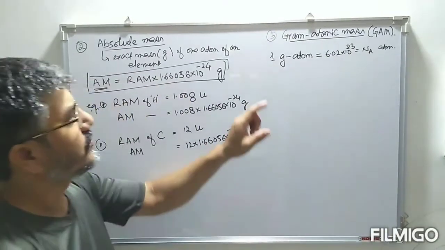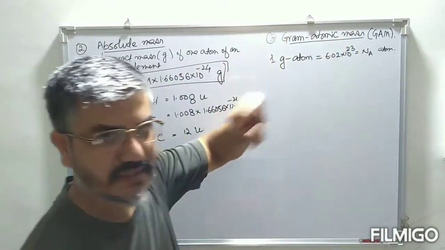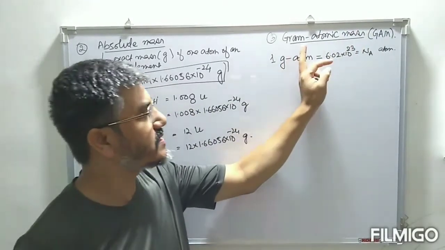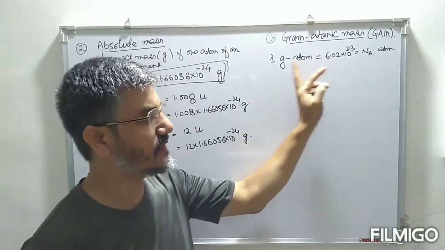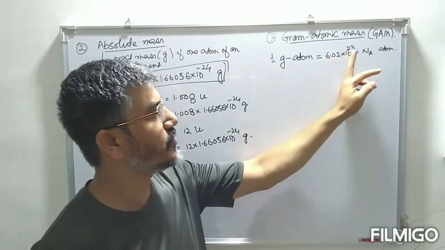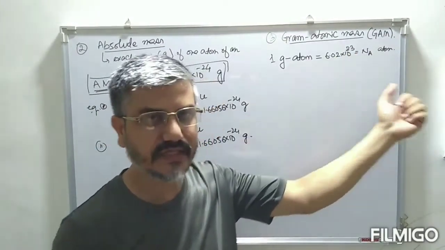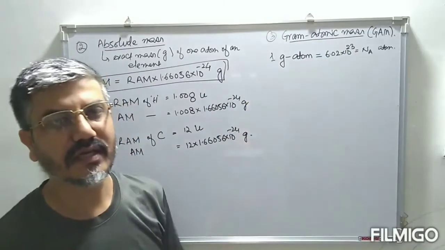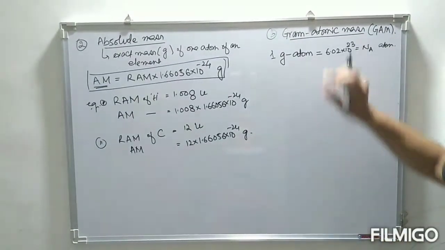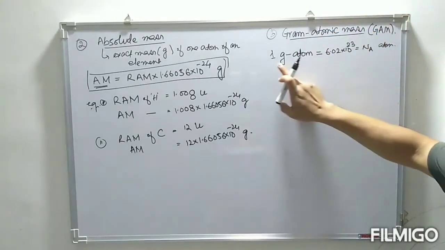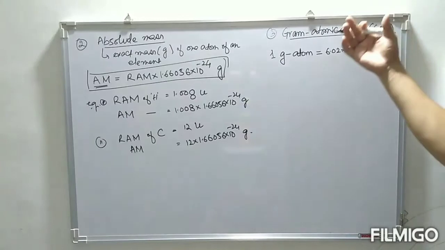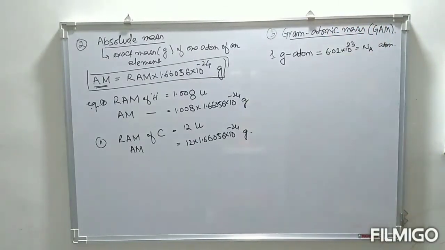So look at this heading, gram atomic mass. From the definition point of view, gram atomic mass is defined as the mass of 1 gram atom, that is the mass of 6.02 into 10 to the power 23 atoms of a given element expressed in terms of gram unit. That unit mass is known as gram atomic mass. So I repeat, gram atomic mass is the mass of 1 gram atom of the given element expressed in gram unit.